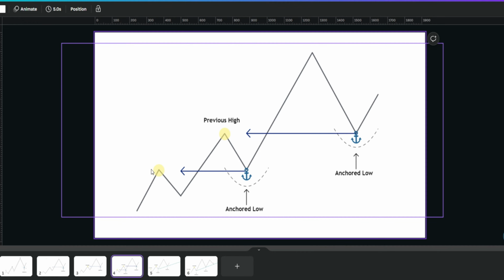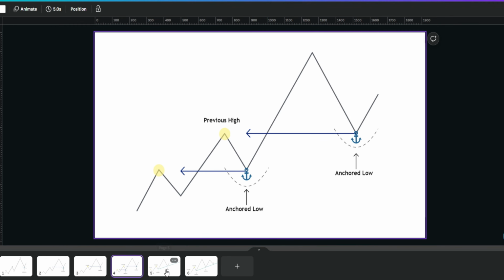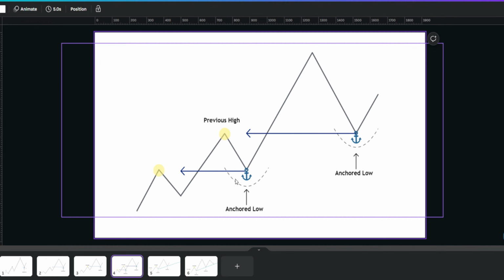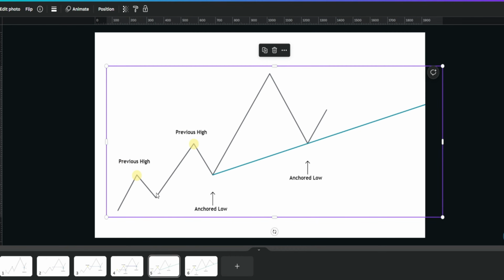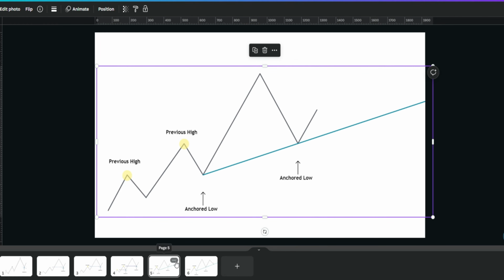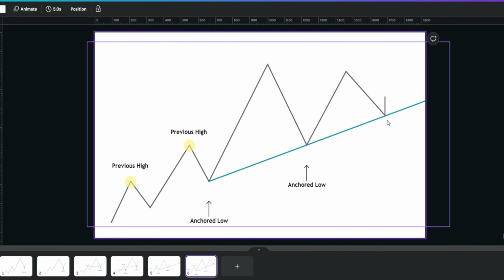Now, look at this one, also an anchored low. Anchored lows and highs are going to be your connecting points. See there, you connect it there, and then there. You don't want to use this one, because this one isn't an anchored low. You just connect those two, and then when price comes back down, it will touch into there, and that is a high odds trade.